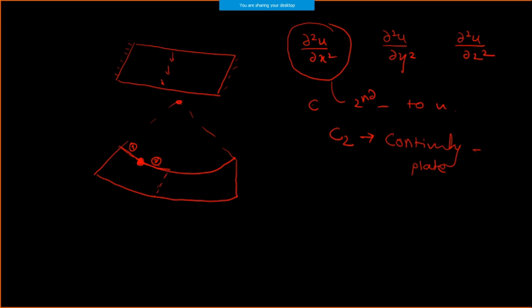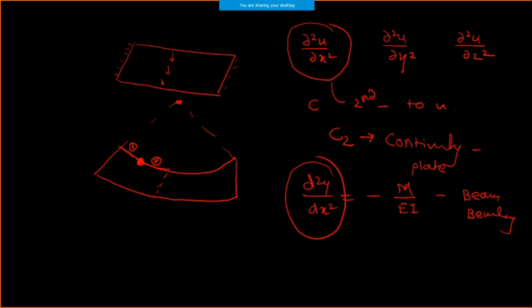In this case, you may remember d2y by dx square, which is equal to minus M by EI. This is nothing but the beam bending equation, and this beam bending equation also came from curvature. The same is here also, so don't get confused with this as something different. Both are the same. This is dealing with beams, and this is dealing with plates. So this is second order continuity.